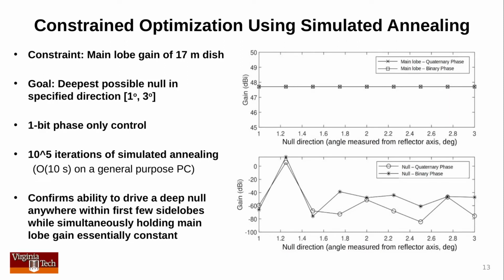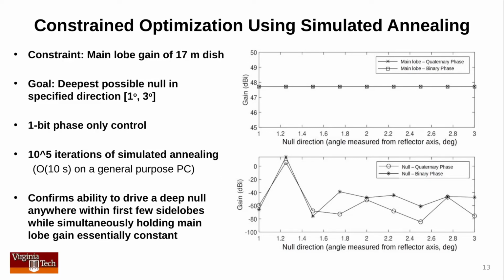Here's an example of simulated annealing applied to our problem. Here we're constraining the gain of the dish to that of the non-reconfigurable 17-meter dish. It is certainly possible to set a higher gain, but for this exercise we want to make sure that a solution is possible. Simultaneously, we want to drive a null between 1 and 3 degrees, that is somewhere in the first 3 side lobes. Here we assume 1-bit phase-only control for the elements, and we also look at 2-bit phase-only control. And we're doing 100,000 iterations of simulated annealing, which takes on the order of 10 seconds or so on a general-purpose computer with nothing at all done to optimize speed.